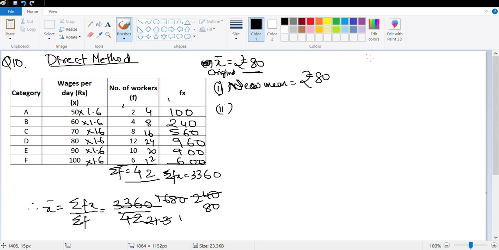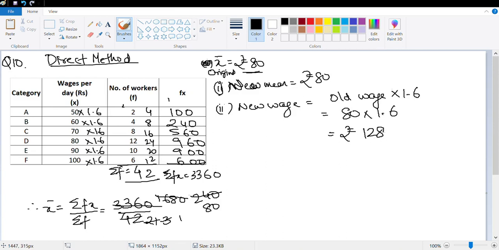So what is the new wage? We know that the new wage will be equal to the old wage, not plus in this case, since this is being multiplied, so this will be multiplied with 1.6. So that's 80 into 1.6. So this is 80, 6 is the 48, that's 128. So that's rupees 128.